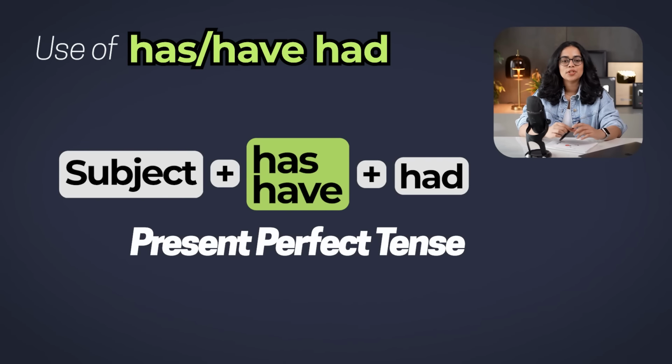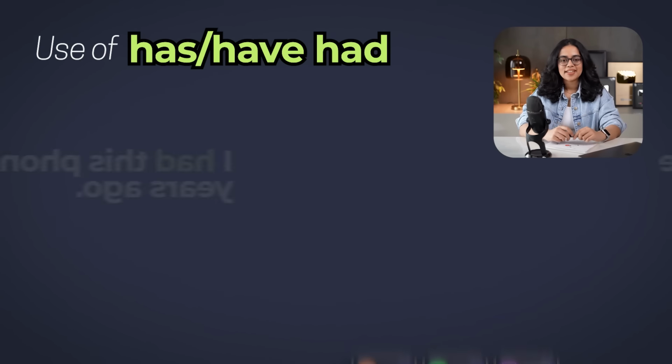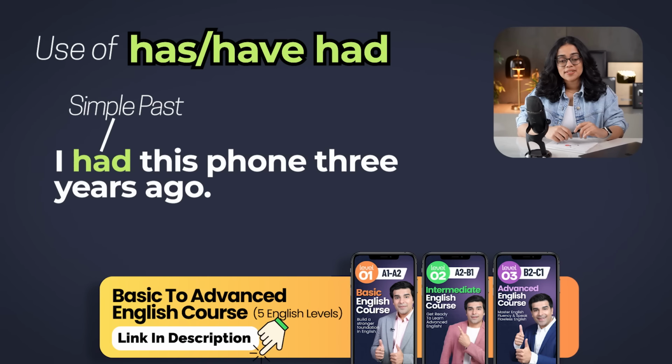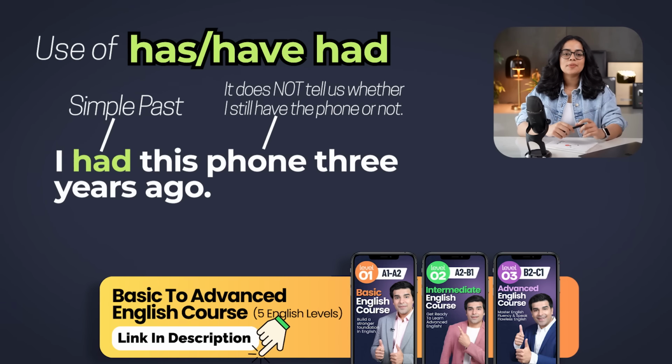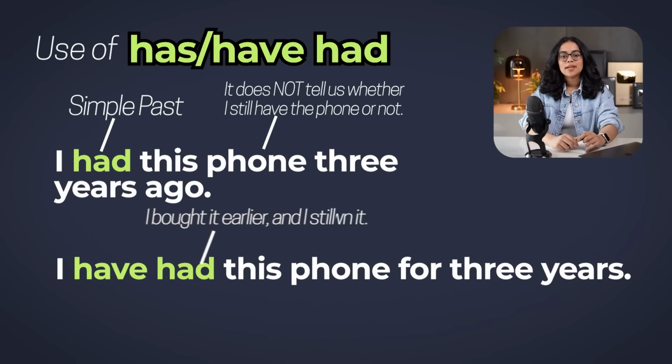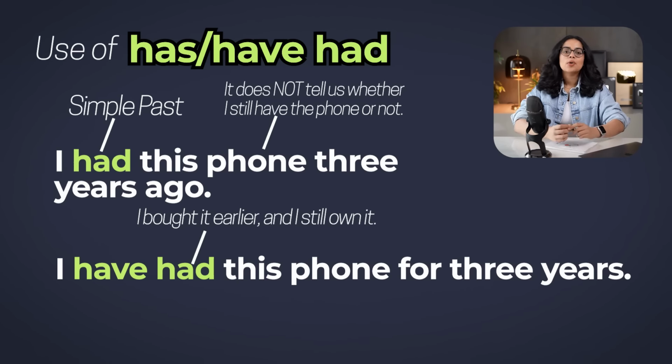Let's understand it better. If you say, I had this phone 3 years ago, this sentence is in simple past. This sentence only talks about the past. It does not tell us whether I still have the phone or not. But when I say, I have had this phone for 3 years, I am clearly saying I bought it earlier. It means I purchased it earlier and I still own it. I hope now it's pretty clear when do we use have had or has had.